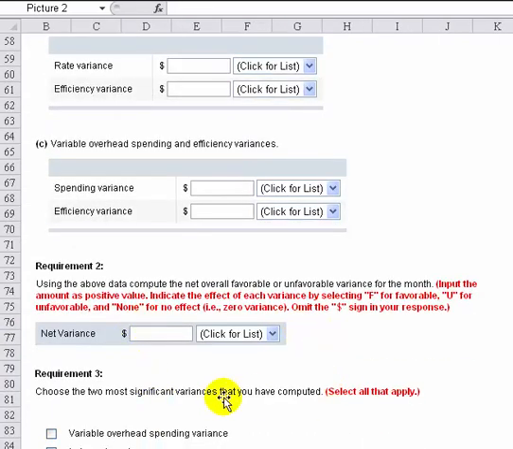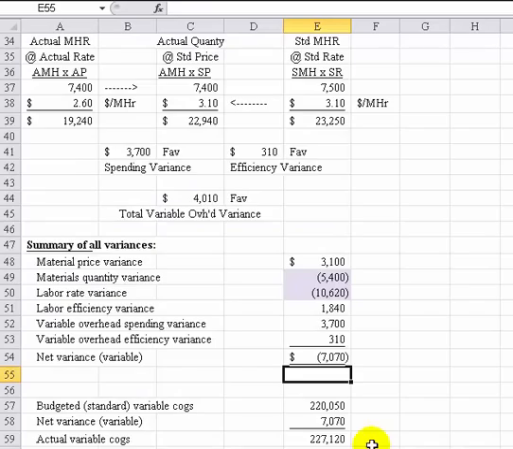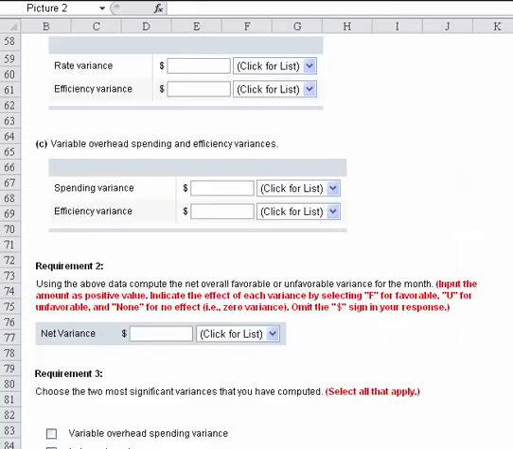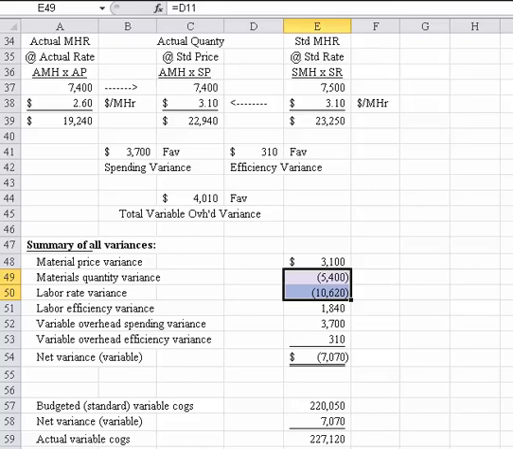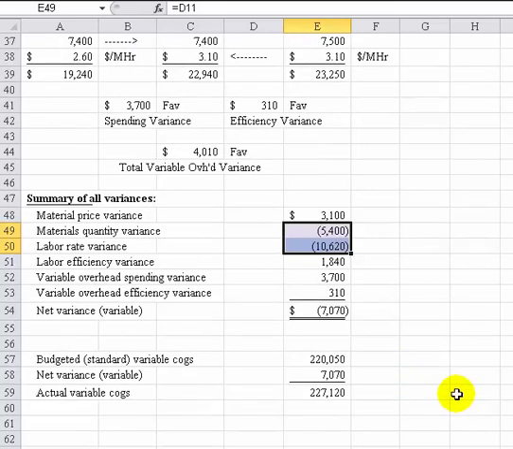And requirement 3 says choose the two most significant variances that you have computed. And I've highlighted the two largest numbers, and they happen to be negative numbers, which means those are probably the areas we want to investigate, which is the material quantity variance and the labor rate variance. Okay, so those are the two largest variances. I think there's another part of this one that says what would be our actual cost of goods sold after we adjust for these variances.